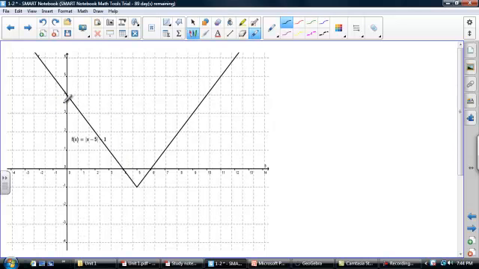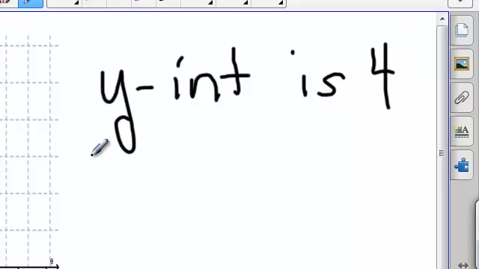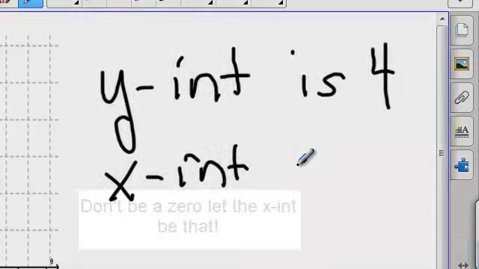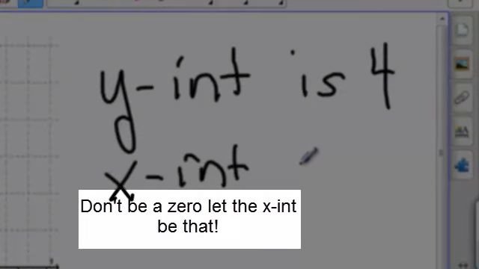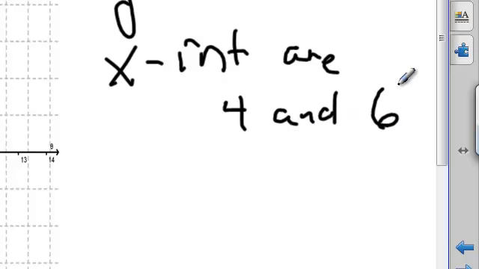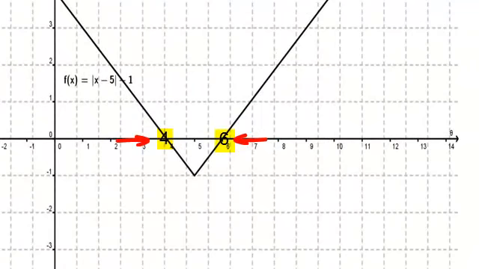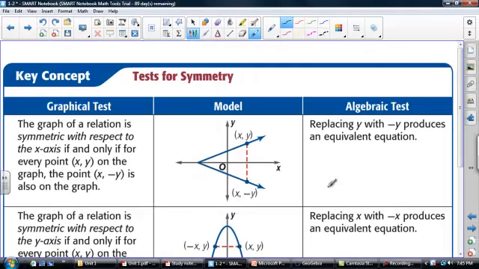The y-intercept, well, that's pretty simple. The y-intercept, where it crosses the y-axis, is 4. And the x-intercept, in this case, there are 2 x-intercepts. Another name for x-intercept is the zeros. I want you to remember that. The x-intercepts for this function are 4, and it looks to be 6. Okay, so we have the y-intercepts and the x-intercepts. Another name for x-intercept is zero.